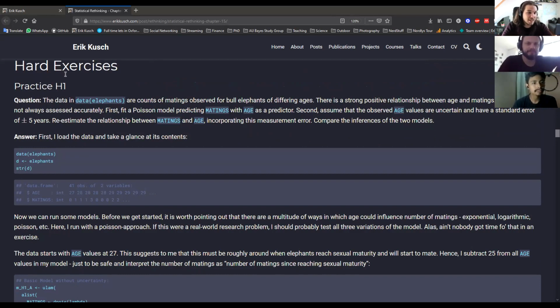The practice exercise H1, the data in data elephants, counts of matings for bull elephants of different ages. There's a strong positive relationship between age and matings, but age is not always assessed accurately. Basically, just fit a Poisson model between matings predicted through age, then assume that the age values have a standard error of ±5, so 5 years that is, and then re-estimate that relationship. When you incorporate the measurement error, compare the inferences in the two models.